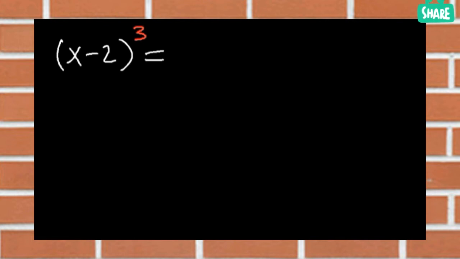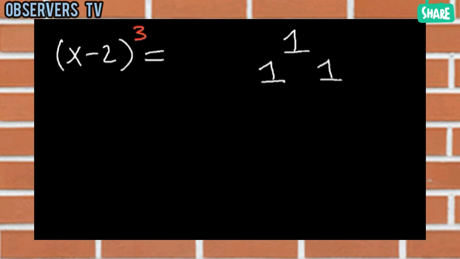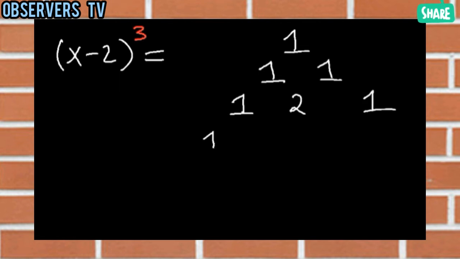So you need to be familiar with Pascal's triangle. So let's start with a 1, and then let's place two other ones. 1 plus 1 is 2. At the end, you will always have a 1. 1 plus 2 is 3. 1 plus 3 is 4. 3 plus 3 is 6. Hopefully by now you see a pattern.